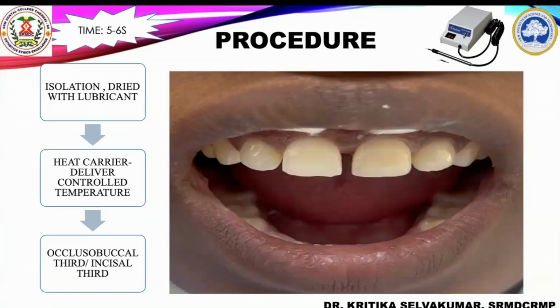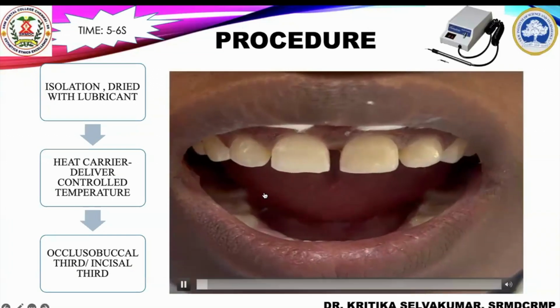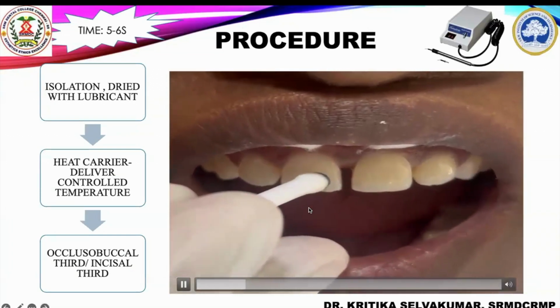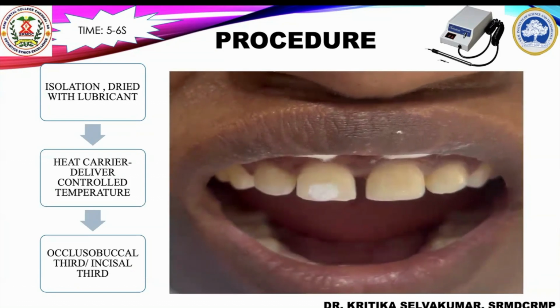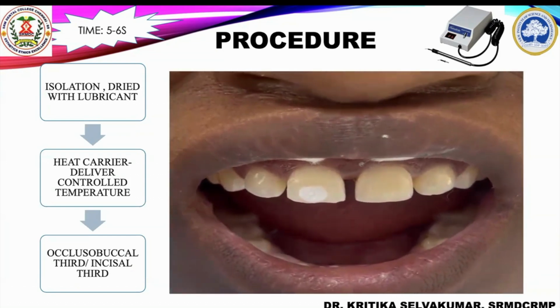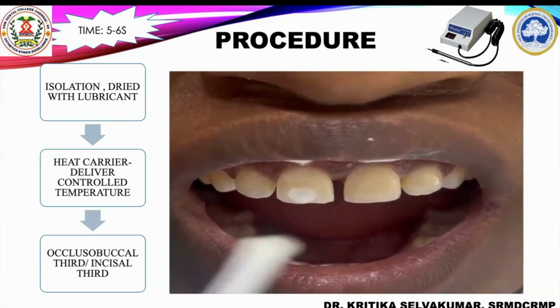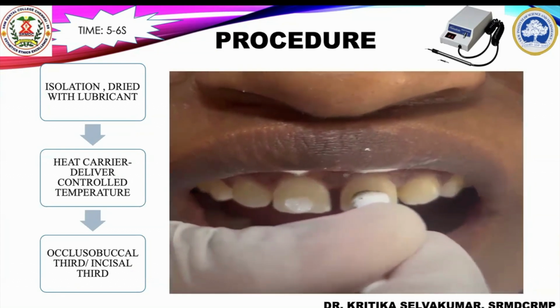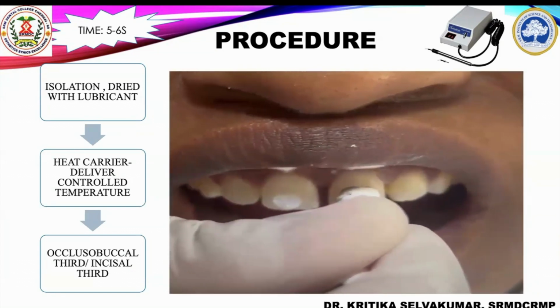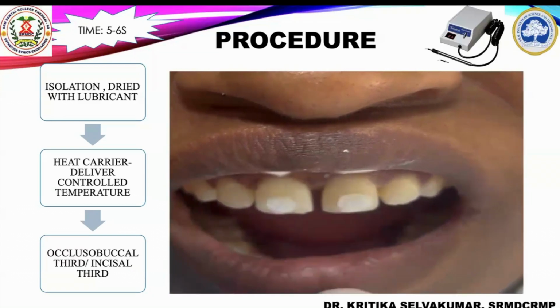And the heat carrier, say a heated GP or System B touch and heat system or a heated burnisher, can deliver the controlled temperature, and this heat stimulus is placed on the occlusal, buccal third or incisal third of the tooth. As you can see here, under isolation, the heated GP is being placed on the healthy tooth in the incisal third and the patient immediately responds, whereas in the tooth of interest, the suspicious tooth, when it's being placed, there is no response, signifying that it's a necrosed pulp.